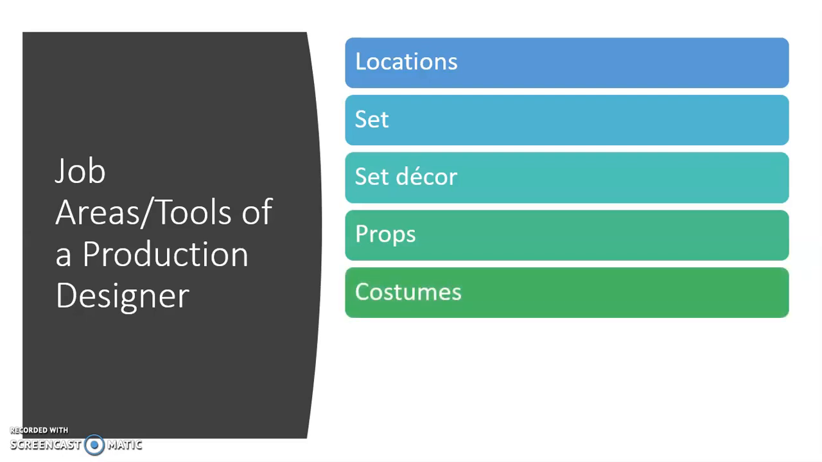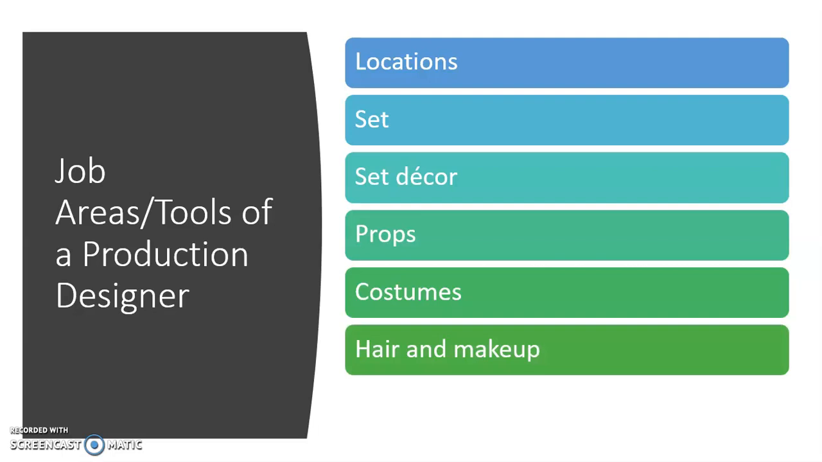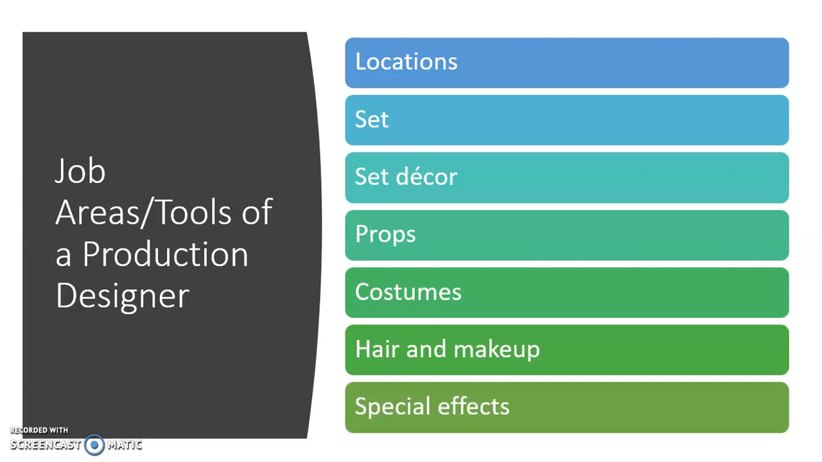Costumes. This is the film equivalent of clothes. The costumes. What is it that the characters are wearing? Hair and makeup. That falls under production design. And special effects. Even though nowadays most of the time special effects are done in post-production, originally the special effects were all filmed during the filming, and the production designers were in charge of that. So special effects is still under the purview of production design.